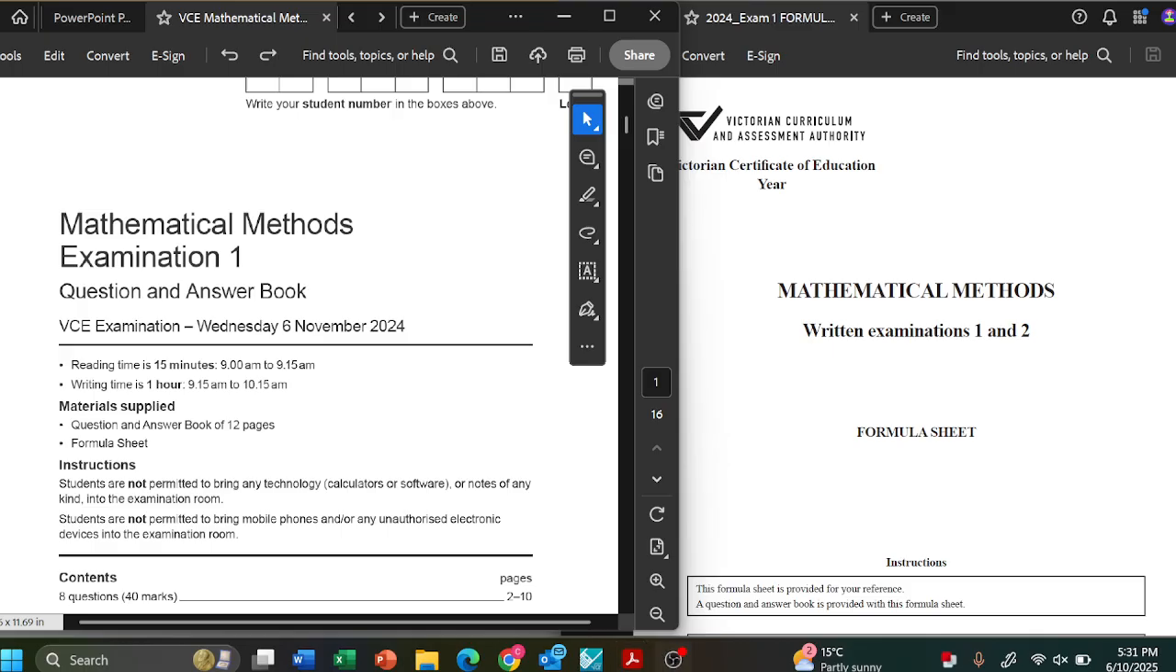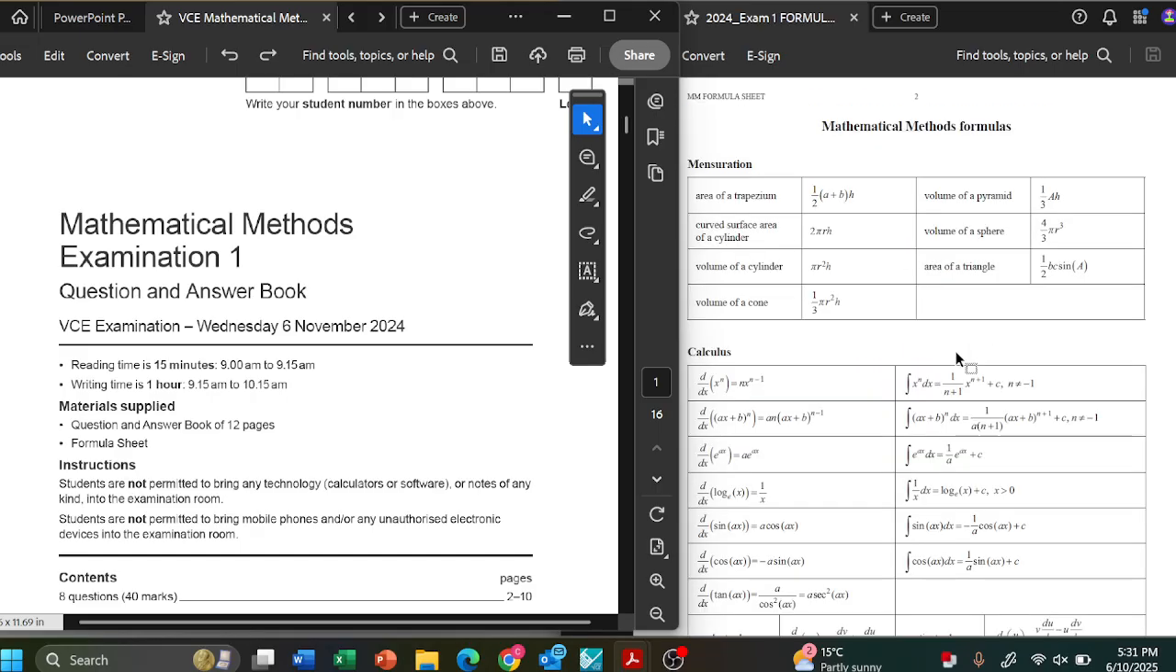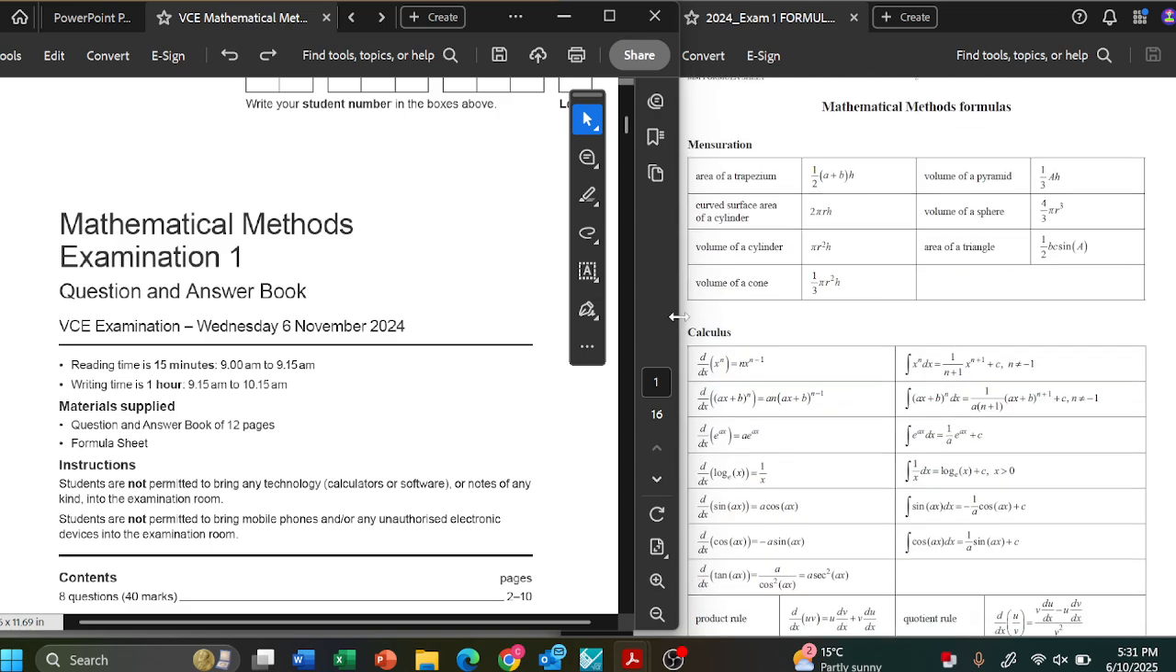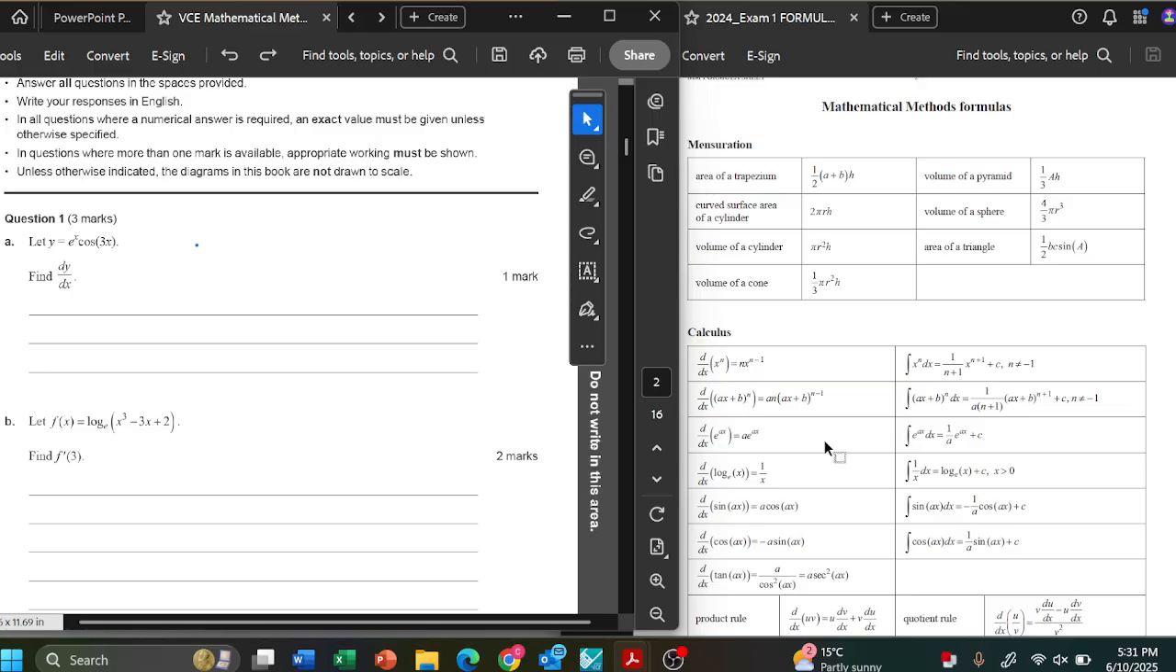But your general idea going into Exam 1 is that you need to be really good at using algebra, you need to be really good at using your formula sheet, and you need to know how to simplify expressions. So using your exponential laws, your log laws, fractions, everything like that, super important. Here's our formula sheet up on the side, and I'm going to be referring to that quite a lot as we go forward.